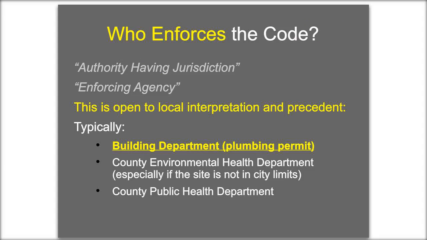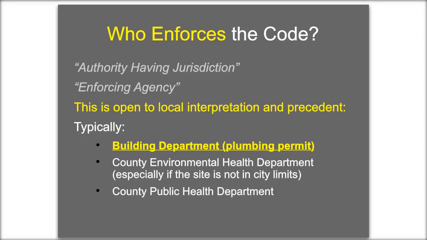So who enforces the code? In the code, there are two terms that are used frequently: the authority having jurisdiction, or AHJ, and the enforcing agency. And who these agencies are is open to local interpretation and precedent. In general, it's always going to be the building department, because when you're putting in a graywater system, you're usually changing the plumbing of the building, and that's going to be triggering a plumbing type of permit.